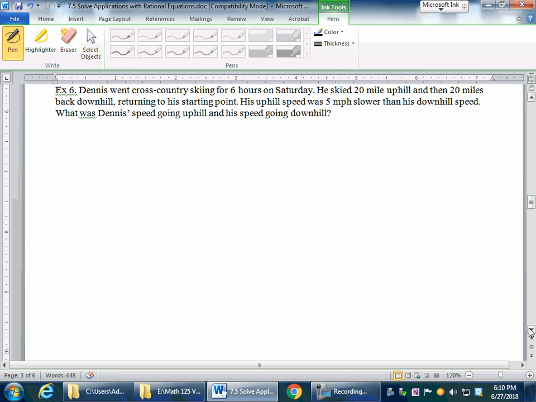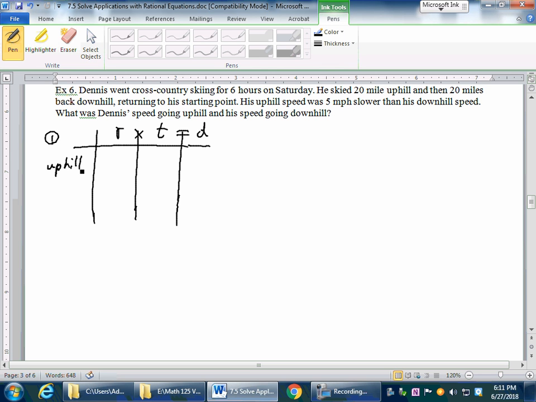So in this case, you never talk about him going against the wind or going with the wind, anything like that. So right away, we can start with our chart. And it clearly tells you this is a uniform motion problem. So my formula should be rate times the time is equal to distance. And we have two scenarios, going uphill and going downhill.